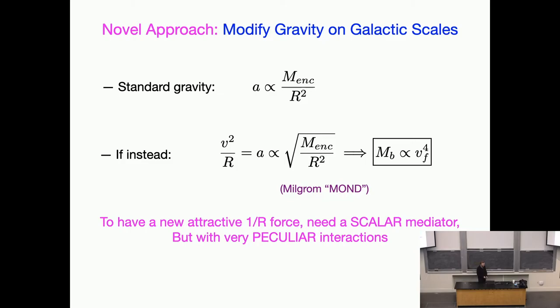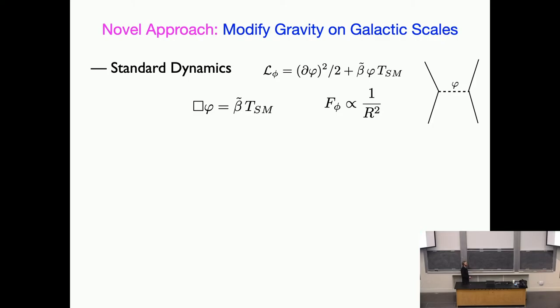So let me say a couple of words about that. Here's standard dynamics of a more or less regular scalar. It has a kinetic term, and you have to couple it to matter somehow. Then you could draw a little diagram for how it mediates a force. If you take this Lagrangian, here's the equation of motion. This is in standard dynamics: the wave operator acting on a field is given by a source. If your sources are slowly varying, or let's say static, your wave operator becomes the Laplacian operator, and this becomes the Poisson equation. And we all know the Poisson equation leads to a 1 over r squared force law.